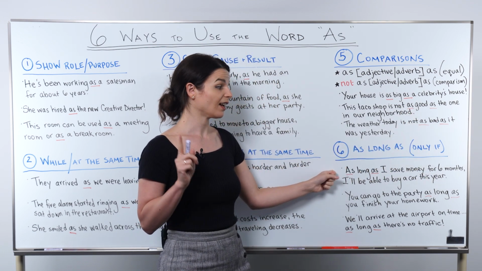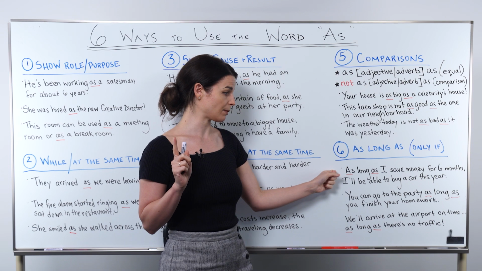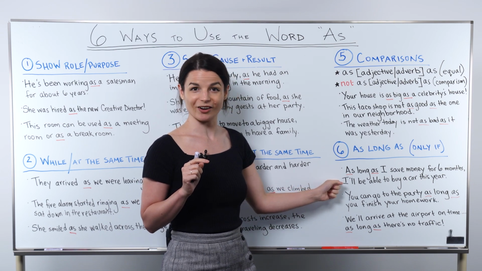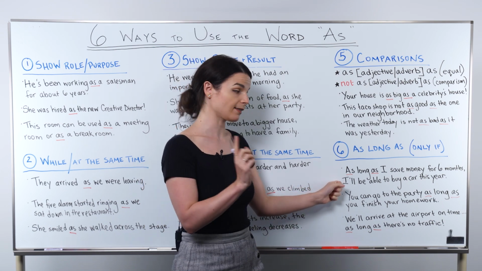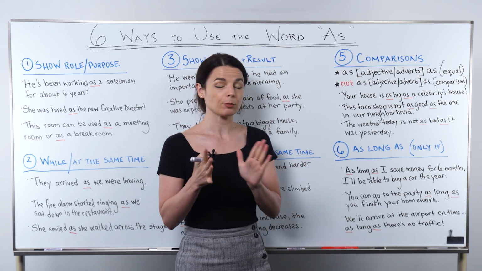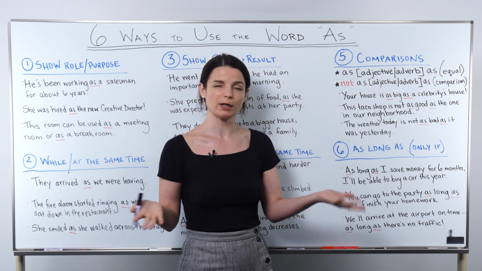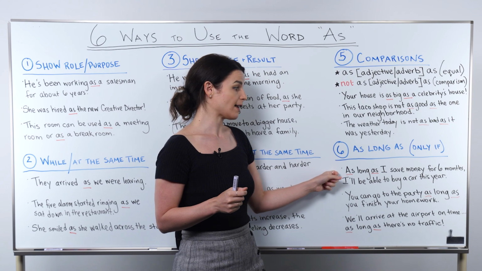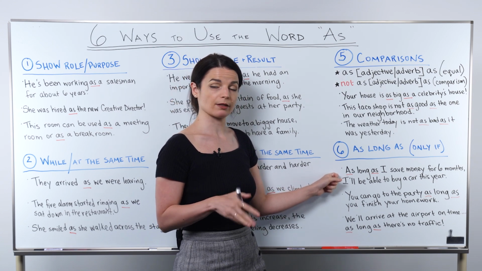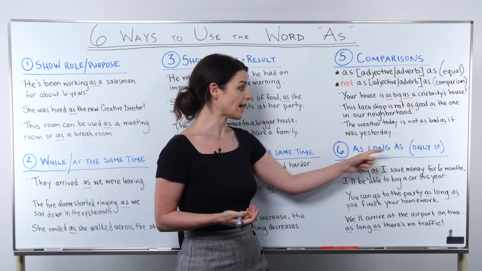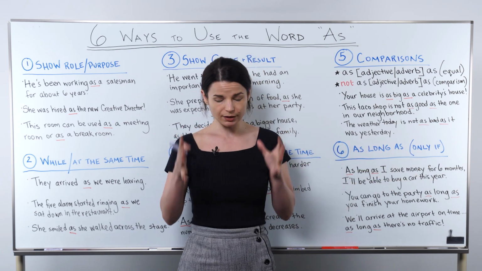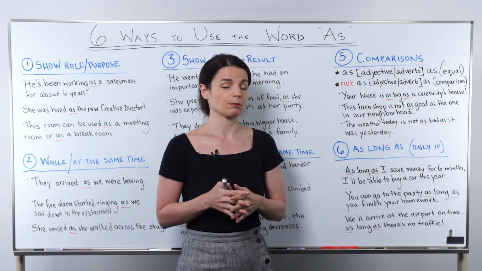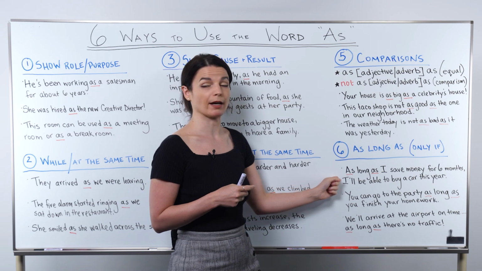First, as long as I save money for 6 months, I'll be able to buy a car this year. So what does this mean? As long as I save money for 6 months. So we can understand this as only if. Only if I save money for 6 months, I'll be able to buy a car this year.